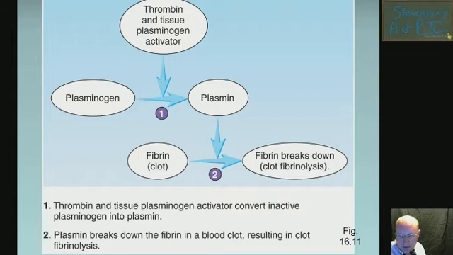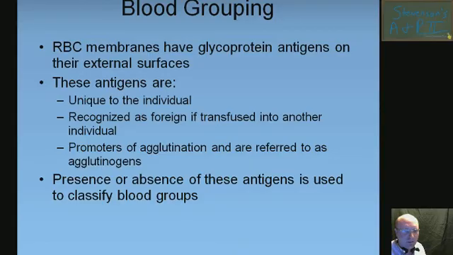Okay, clot thrombin and tissue plasminogen activator then activate and convert plasminogen into plasmin in step 1, and then plasmin breaks down fibrin in a clot, resulting in clot fibrinolysis.